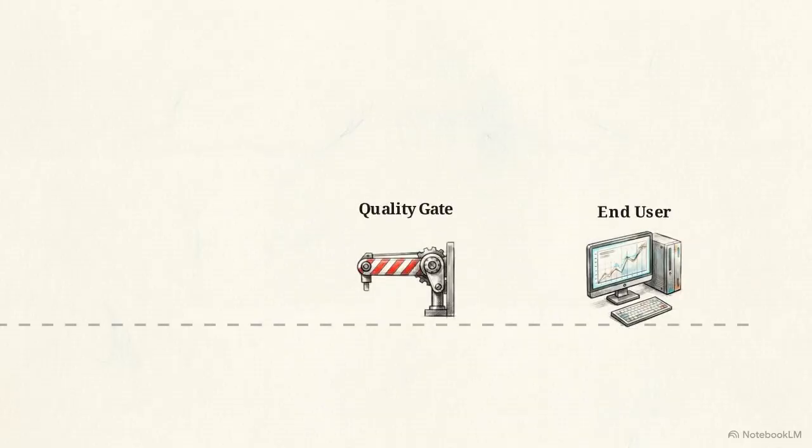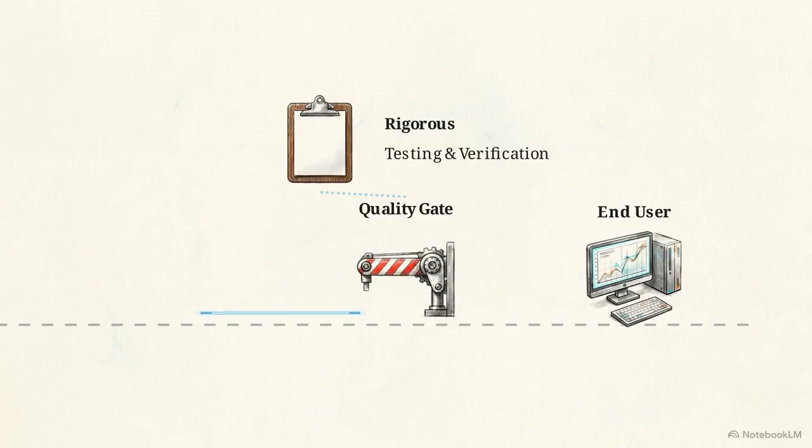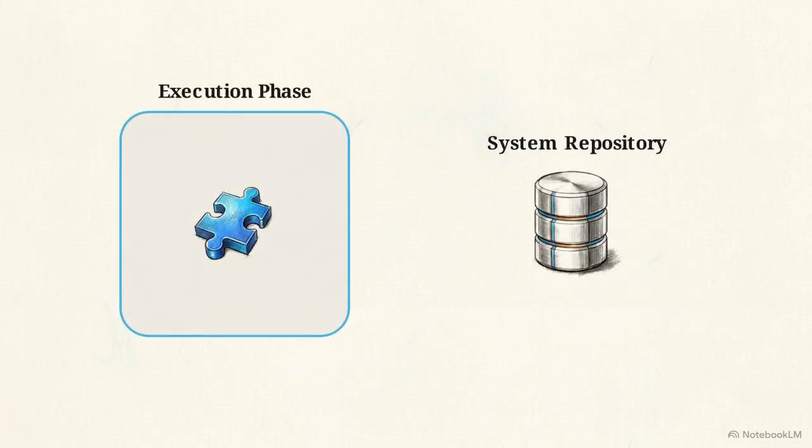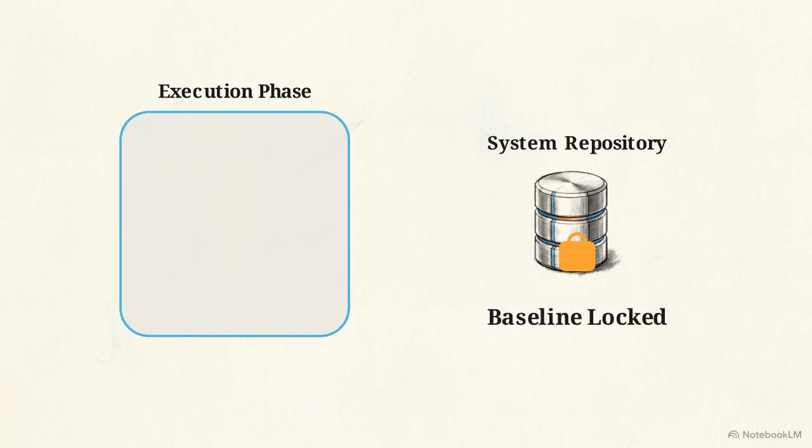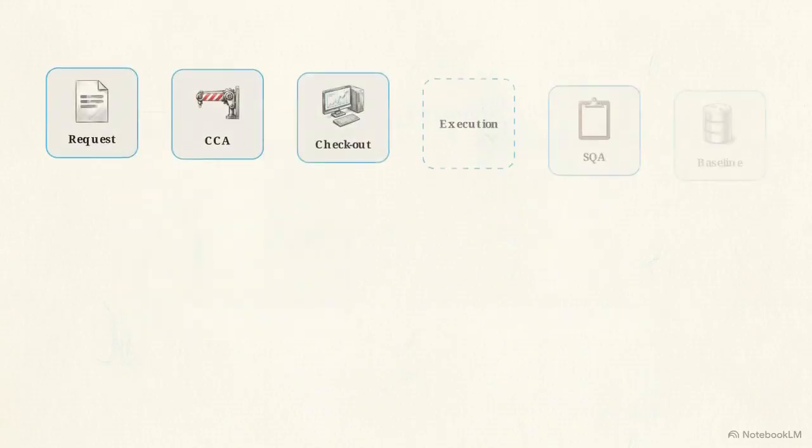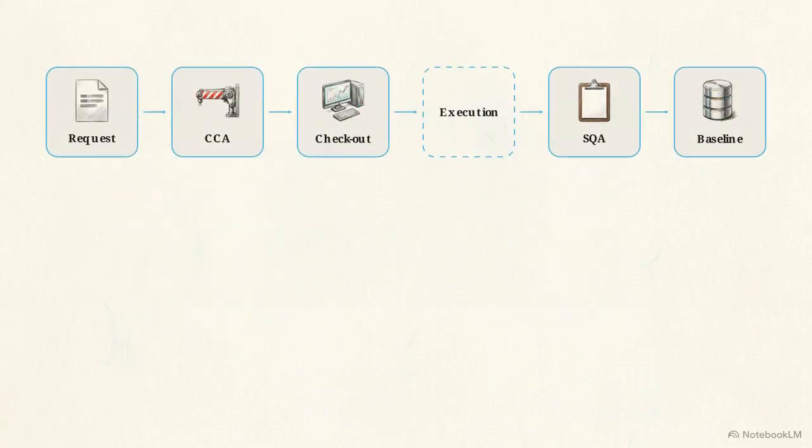Before this newly built code ever reaches the user, it undergoes rigorous software quality assurance testing to verify that it functions exactly as intended. Once the re-engineered SCIs pass testing, the execution phase ends, and the finalized components must be routed back into the main system repository. Checking these optimized items in establishes a new, stable system baseline. The baseline locks the code into an official, deployable release.